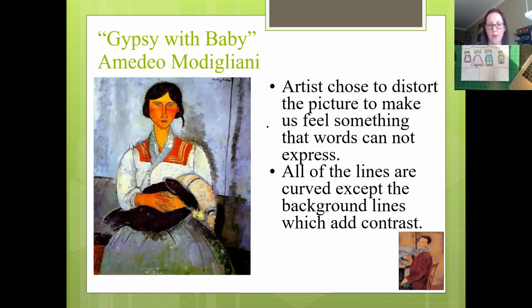This is A Gypsy with a Baby by Amedeo Modigliani. The artist chose to distort the picture to make you feel something that you can't really express in words. So this isn't necessarily exactly what the person looked like, but it's an abstract painting. All of the lines are curved except for the background lines, which are there to add contrast and show the whole picture.